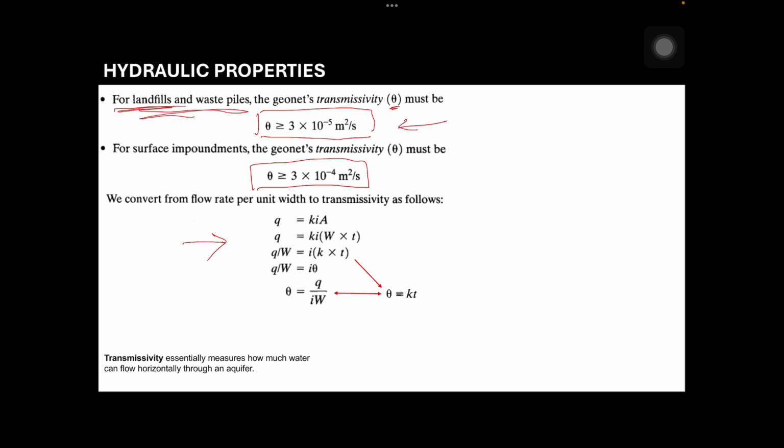Ang transmissivity na magandang value is 3 times 10 raised to negative 5 square meter per second, and then for surface impoundments, ito naman. So, take note of the unit ng transmissivity. It is area per unit time. Kasi nga, transmissivity is a horizontal flow of liquids natin. That's why I put this one. So, transmissivity is essentially measures how much water can flow horizontally. Kaya ito yung ating unit for transmissivity.